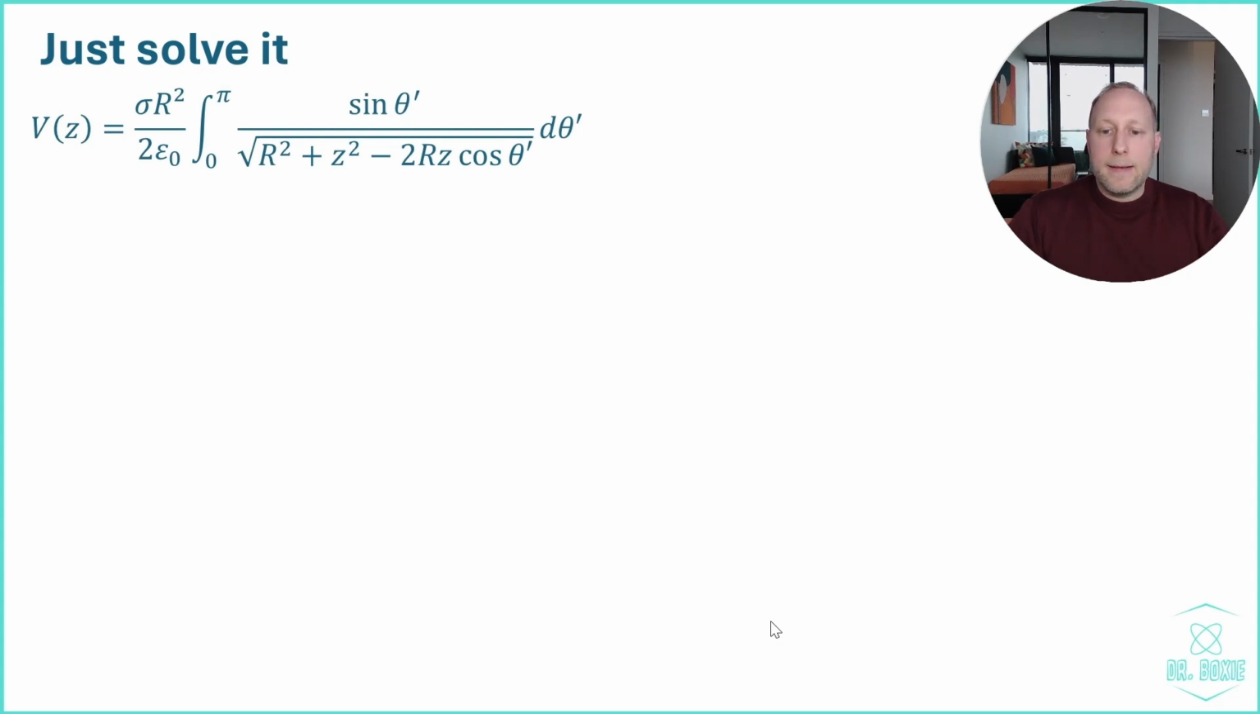This again is the integral we want to solve, and one way to solve it, at least, is using a substitution. We define a new variable of integration t by this expression here, which is everything within the square root in the denominator, and consequently dt is equal to 2rz times the negative of sine theta prime, which cancels the negative that was there in front of it already.